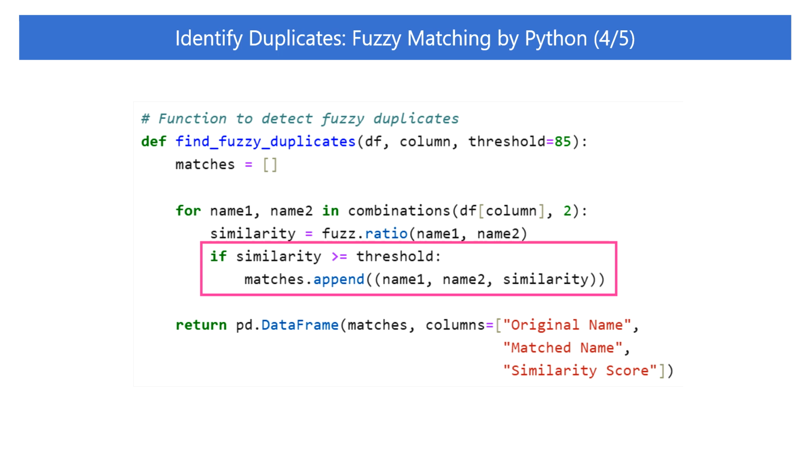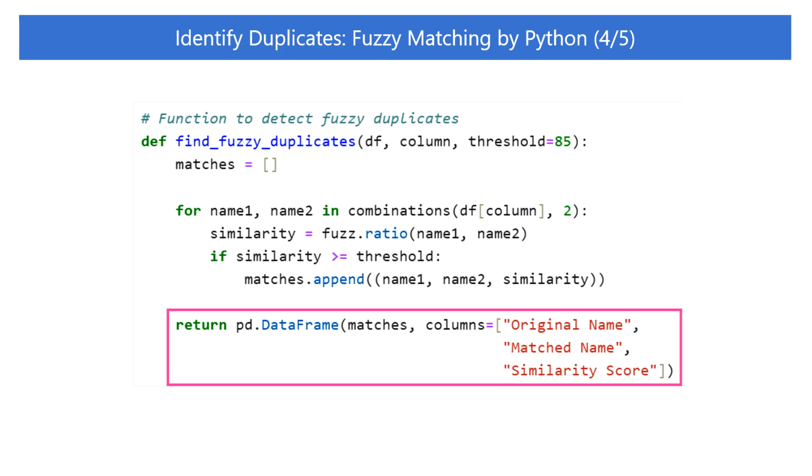Next, create an if statement. It states that if the similarity score meets or exceeds the threshold, the pair is considered similar. Then, it appends the similar name pair and the similarity score to the matches list. The last part converts matches into a pandas data frame and returns the result in a structured table format. The output columns are original name, matched name, similarity score.